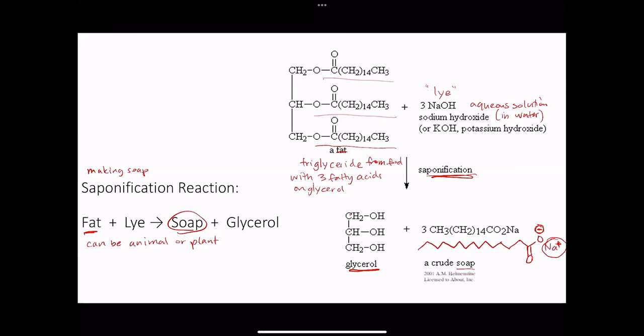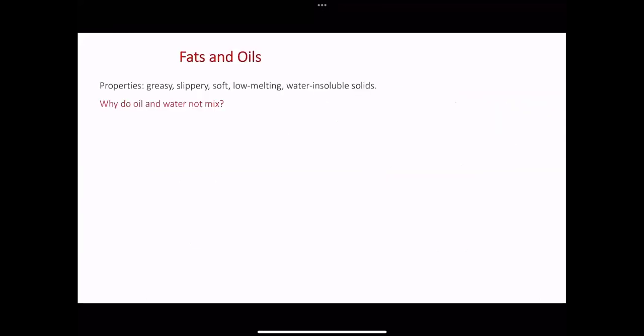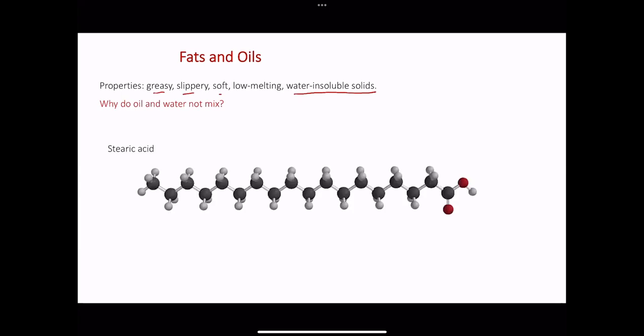And so what happens is that fats and oils, we know, have the general properties of greasy, slippery, soft, low melting, and not soluble, generally solids. Oil and water don't mix because this is a fatty acid. Stearic acid is an example of a fatty acid. So let's draw this structure again. This would be converting this to the line angle drawing.